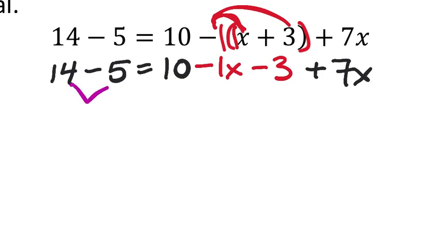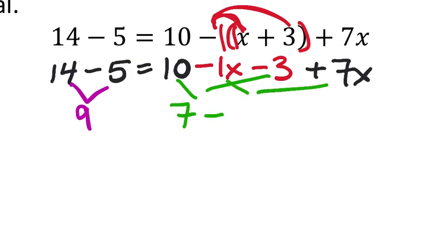So I'm going to start with 14 minus 5 because I like to work left to right. 14 minus 5 is 9. Okay, that's not too bad. Are there any like terms to combine on the right side? Yep. I got 10 and negative 3, which combines to be 7. And I also have a negative 1x and a positive 7x's, which combines to give us positive 6x's. So this is my new equation, and it still looks like a two-stepper because it is, but right now I got to get rid of that plus 7, right? Because I want to isolate my x's, so I'm going to have to subtract 7 from both sides.